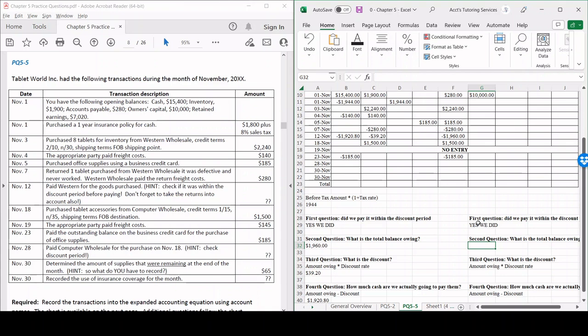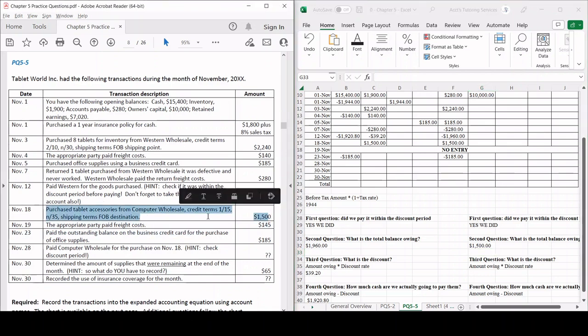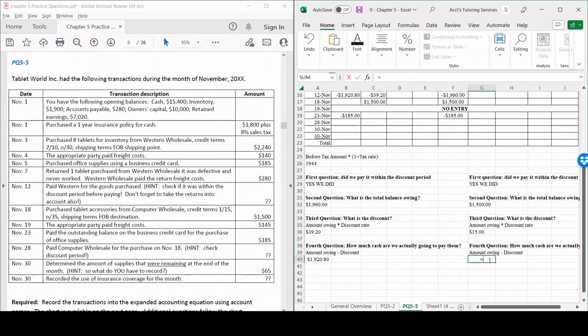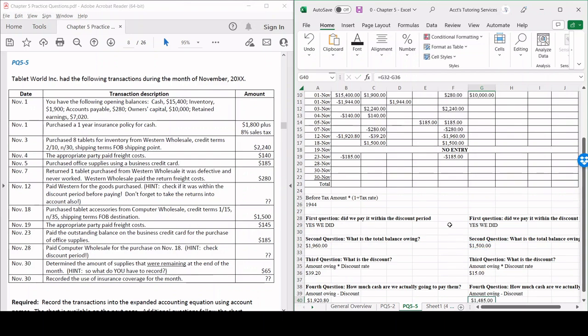What is total amount owing? So we didn't return anything, right? So total amount owing is just going to be the 1,500 from this transaction over here because we didn't return anything, right? So the return is going to be 0. Then to calculate the discount, we're going to take the 1,500 and we're going to times it by the 1% because it's 115. Remember, 1%. We're going to times it by 0.01. Then to calculate the cash that we're actually paying, we're going to take the 1,500 and subtract it by the discount, $15. So in reality, we're paying cash of only $1,485.